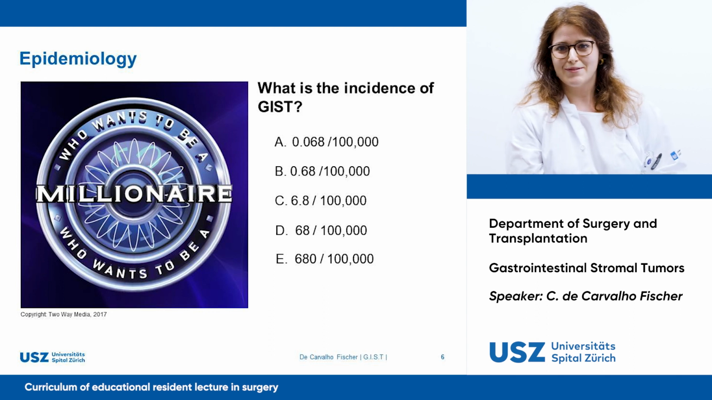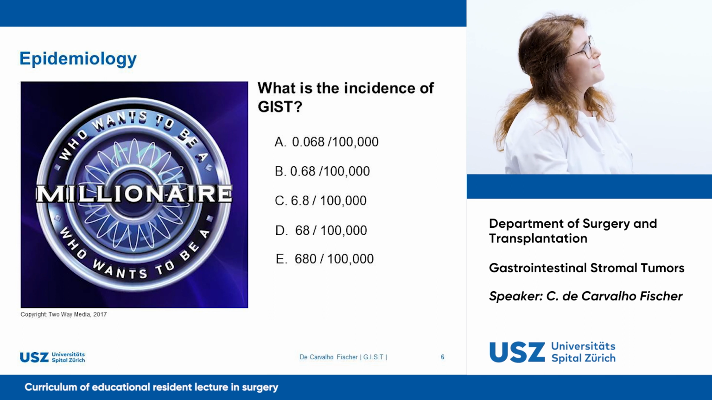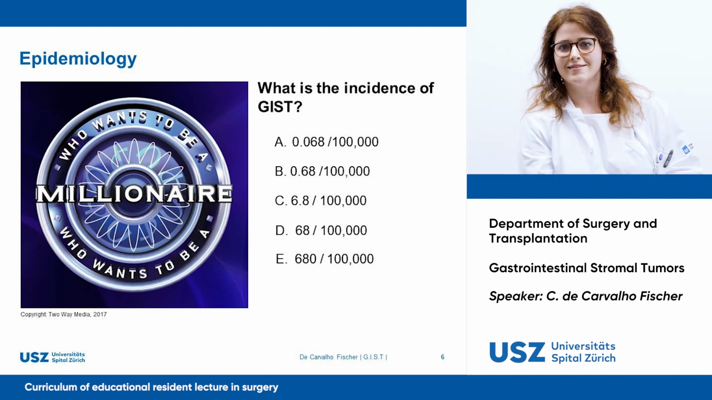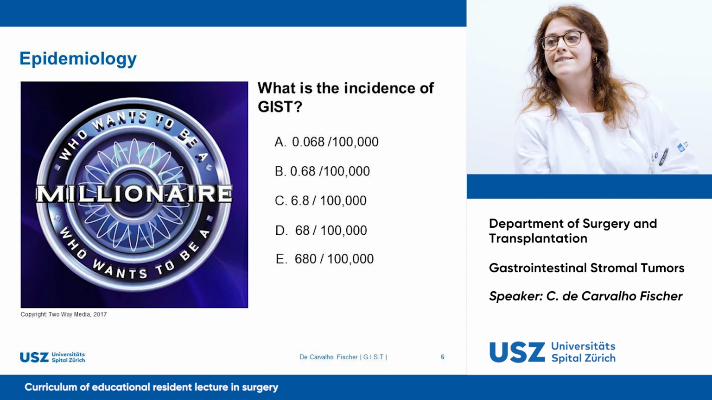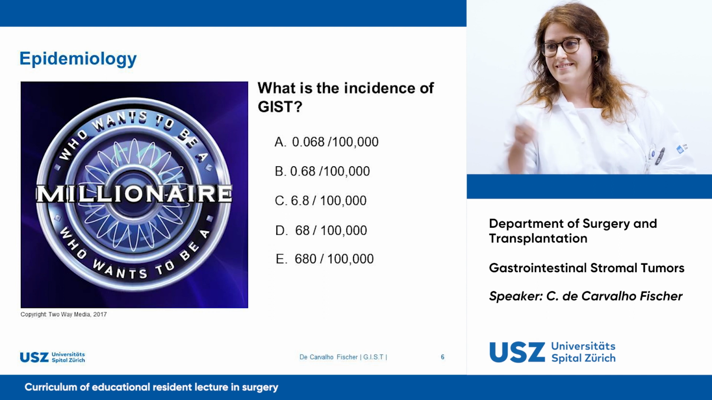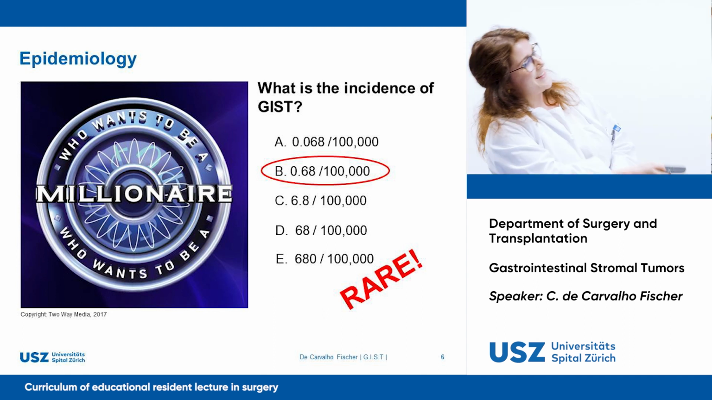So I'd like to play a little game of Who Wants to Be a Millionaire at this stage. Maybe everyone can imagine the dramatic music. First question going for 50 francs. What is the incidence of GIST? Who can help me out? B? That is actually correct. Well done. That is an incidence of 0.68 per 100,000.